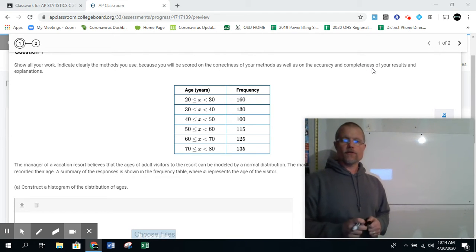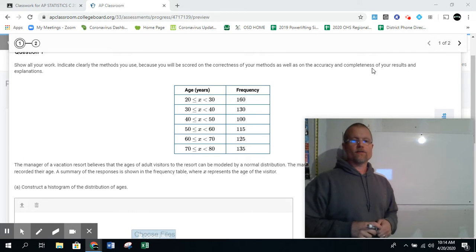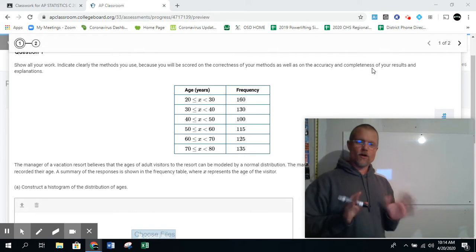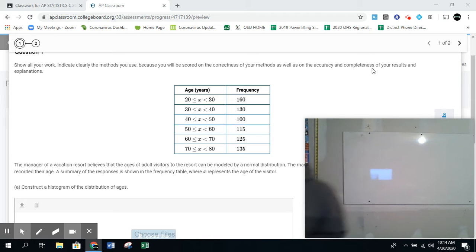Hi, everybody. We're going to go over the Unit 1 progress check and some things that I noticed. And I'm not going to do the whole thing.